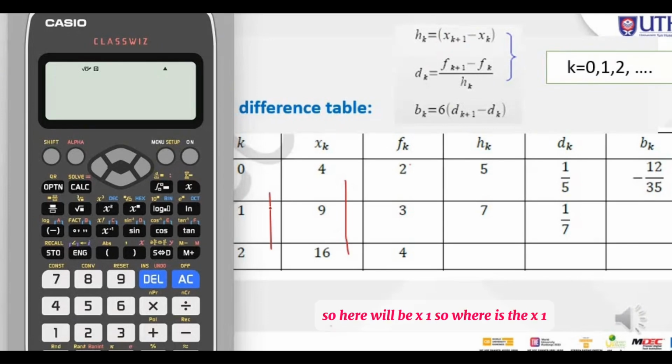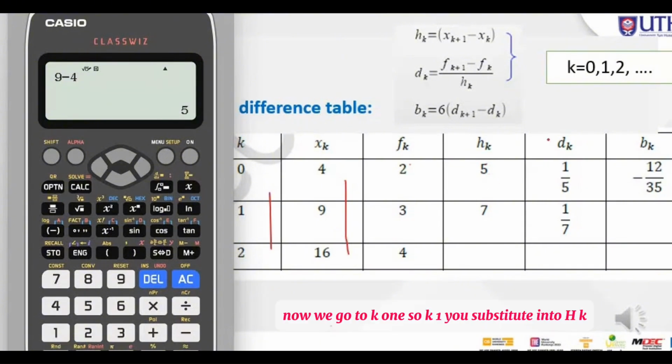So where is the x_1? This is 1. Your x here will be 9. Okay, so use 9 minus x_0. So where is x_0? x_0 refers to the 0 here, so the value of x is 4. And then we will press equal. So the value here is 5.